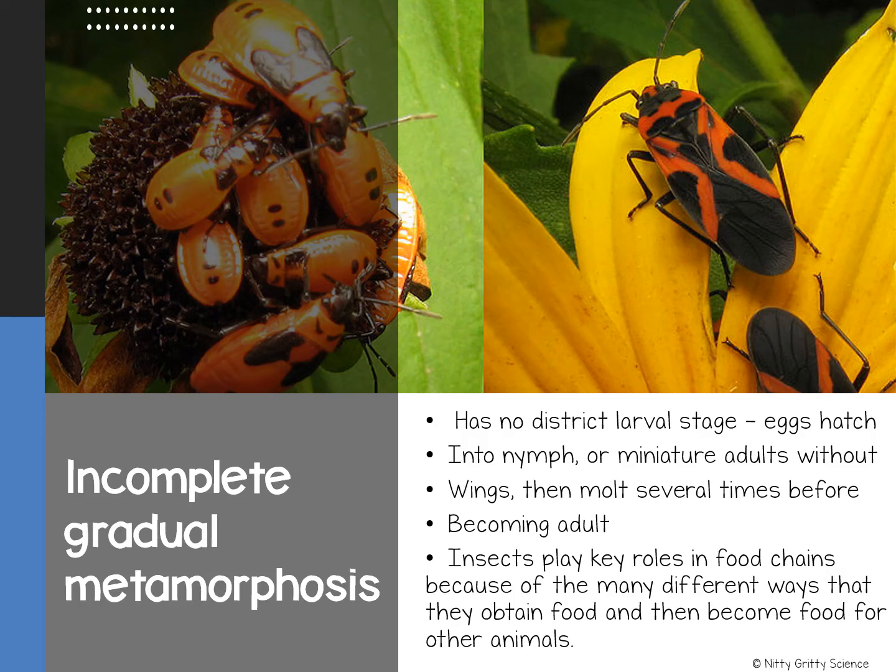In some insects, the change from juvenile to adult is not very dramatic and is called incomplete metamorphosis. Incomplete metamorphosis has no distinct larval stage. An egg will hatch into a stage called a nymph, which usually looks like an adult insect without wings. The nymph molts several times before becoming an adult. Dragonflies, grasshoppers, and cockroaches are examples that go through incomplete metamorphosis.